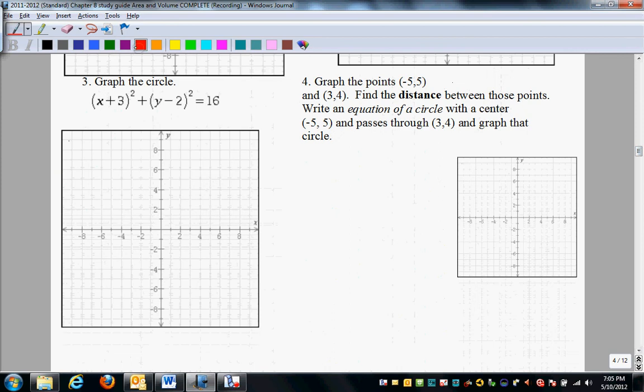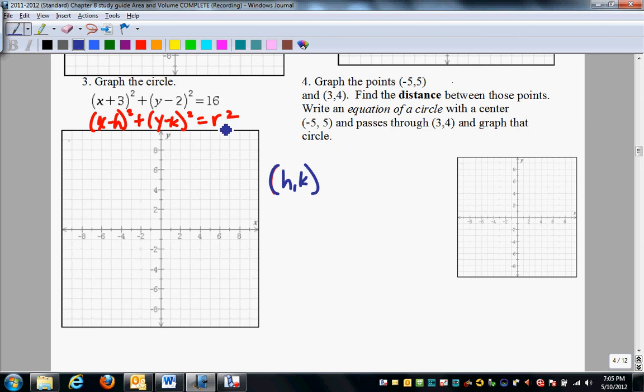Graphing of circle, your equation that you should have memorized is (x minus h) squared plus (y minus k) squared equals radius squared. H and k will be the center of your circle, and then just the radius, once you solve it, will be the radius. So you graph your center, and then you want to count out your radius, left, right, up, down, and graph your circle.